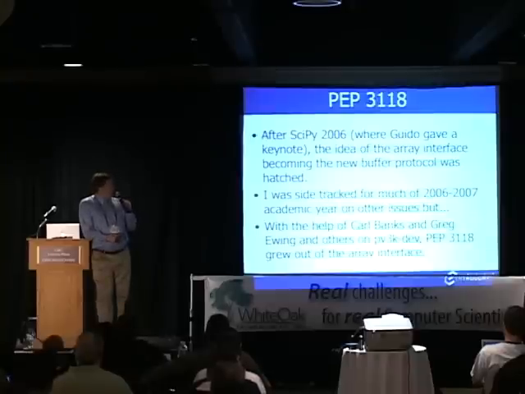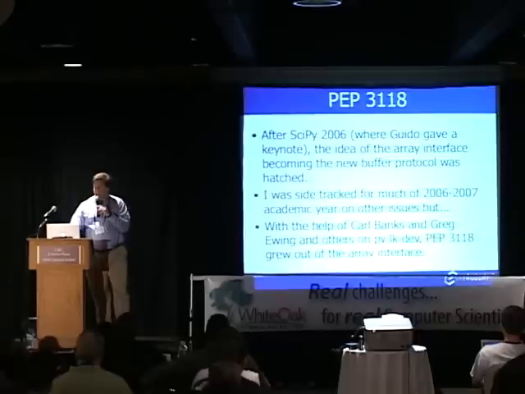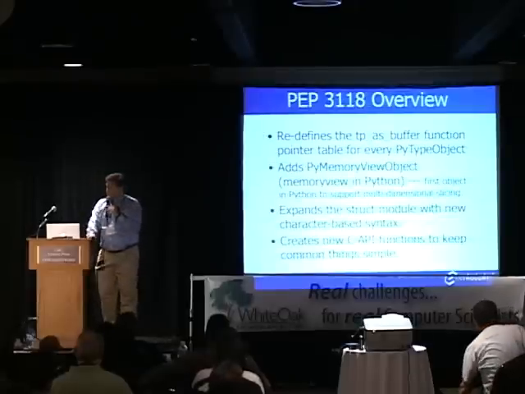And that year, 2006, I had a job change and lots of things happened. So it's kind of moved a little bit slowly. But with the help of Carl Banks and Greg Ewing and others on the dev list, PEP 3118 grew out of the array interface, and it added some really neat features beyond the array interface because of the input of those other people on the Py3K list.